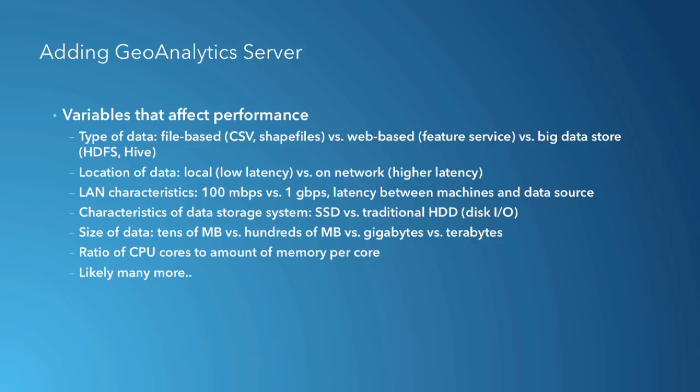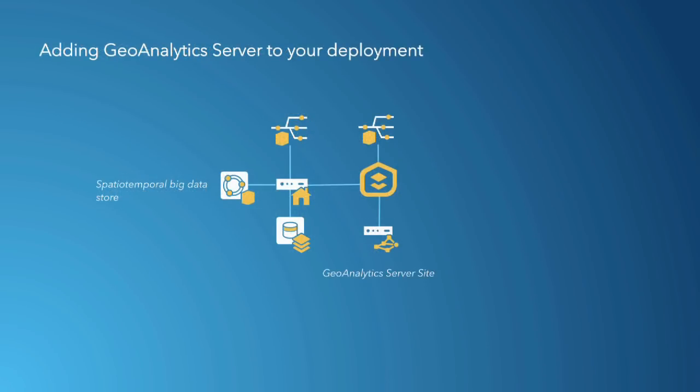So, what does it actually look like? What's the logical diagram for setting up GeoAnalytics Server? Well, the minimum for GeoAnalytics Server is going to be essentially 3 machines. And all-in-one with your base deployment, the 4 software components from before, your web adapter, portal, hosting server, and your relational tile cache data store. 1 machine. 1 additional machine for the spatial temporal big data store. You definitely want that on its own separate dedicated machine. And then a 3rd machine for the GeoAnalytics Server. That's the bare minimum.